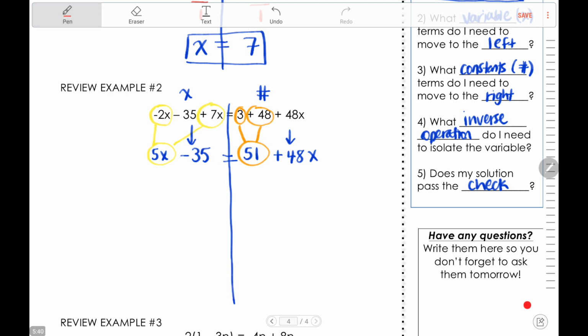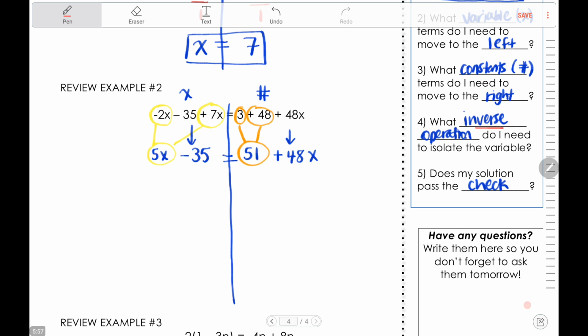So same thing. Second question is, what variable terms do I move to the left? Well, let me scan here. It looks like 5x is in the right place. It's with the x. But 48x doesn't belong here. Only numbers belong on the side. It actually needs to move over.